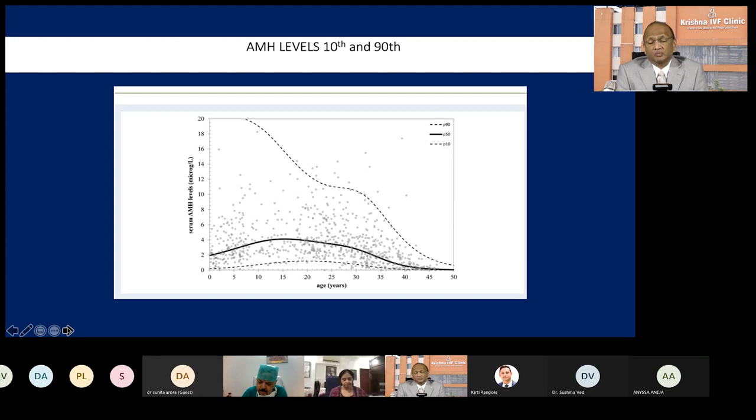We should not anticipate an X number of follicles at a particular age. When you look at the AMH levels in this slide, where based on the age you have a nomogram, using this nomogram, if you optimize your dosage of stimulation, you will go a long way.